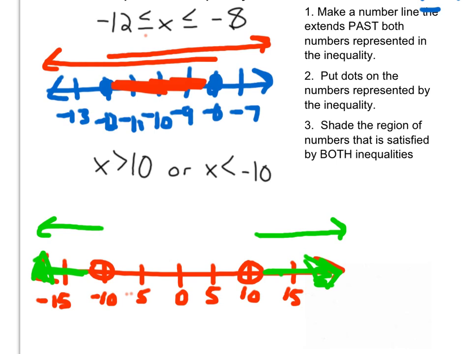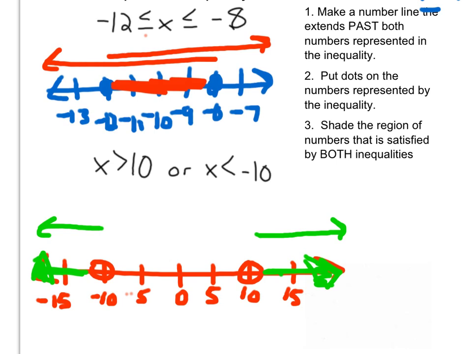Because the only numbers that aren't solutions of one or the other are in here. Zero is not greater than 10, and it's not less than negative 10. So these numbers in here don't work. But if I go out here, negative 15 isn't greater than 10, but it is less than negative 10, so it fits one or the other. Same thing out here, 15 is greater than 10, even though it's not less than negative 10, it fits one or the other. So those work for both.